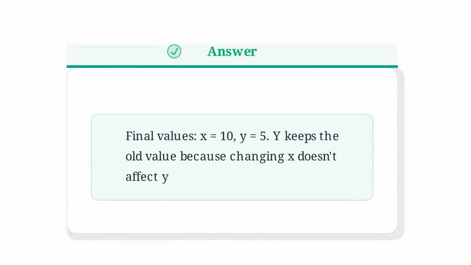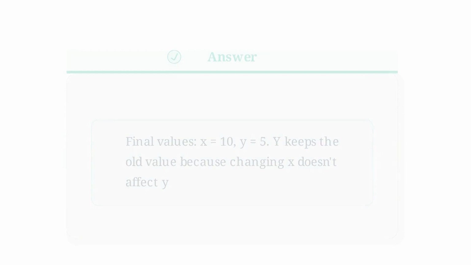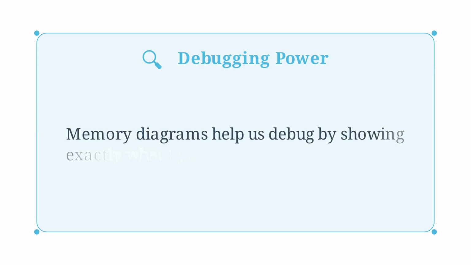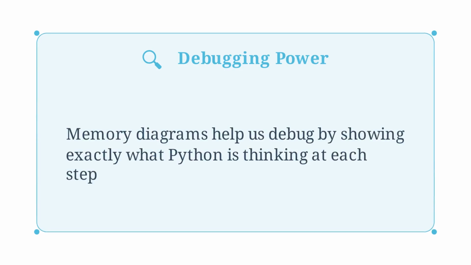The final values are X equals 10 and Y equals 5. Here's why. When Y equals X ran, X was 5, so Y got 5. Later, when X became 10, Y wasn't affected. Variables don't magically update when other variables change. Memory diagrams are incredibly powerful for debugging. When your code doesn't work as expected, draw a diagram to see exactly what Python is thinking at each step. It's like reading Python's mind.